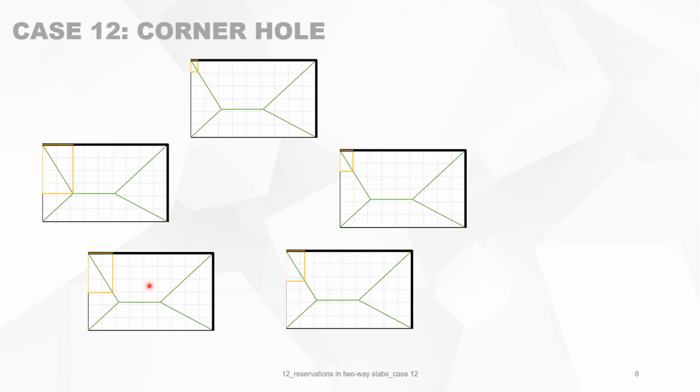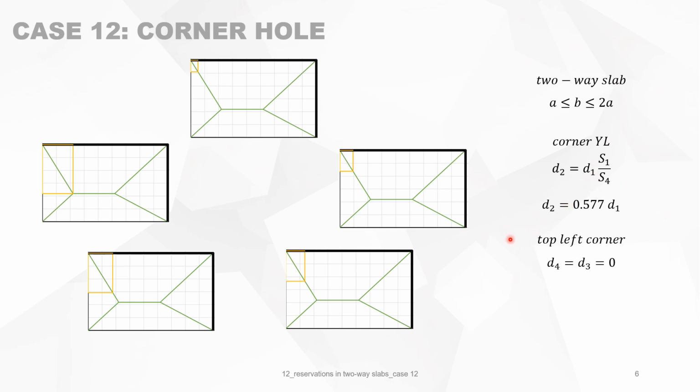Now, these are the different types or the different elements of the reservation. You can see how it can grow and how it can move according to this yield line. Then we repeat the conditions, but then fill in the parameters S1 and S4. And so you will see that this condition is fixed. So the parameter that's left over is D1, and D1 must be between 0 and 0.634 times the smallest dimension of the slab.